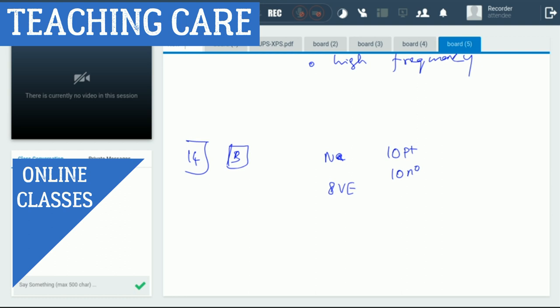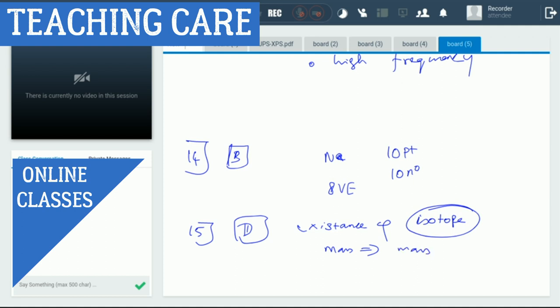15. Examining data obtained from mass spectroscopy supports which of the following? D. The common oxidation state of elements. Atomic size trends within the period. Ionization trend within a period. The existence of isotopes. So mass spectroscopy shows the existence of isotopes, because isotopes differ in their masses. So it tells us about the mass.